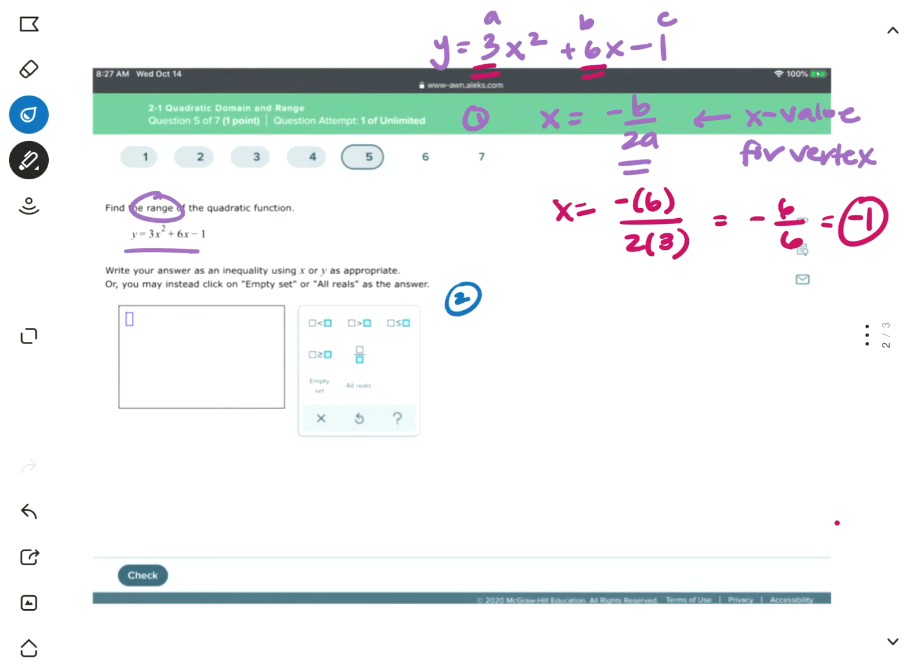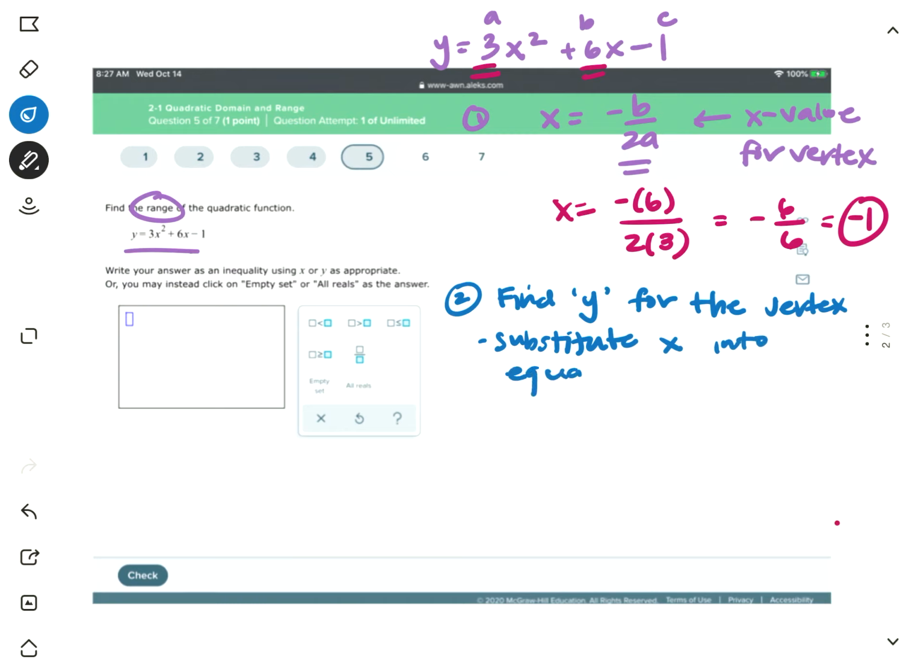All right, so what we're going to do with that negative 1, that's our x. That doesn't tell us our range yet. So what we're going to do is find the y for our vertex. The y for the vertex. And we're going to find the y for the vertex by substituting the x that we just found into the equation.